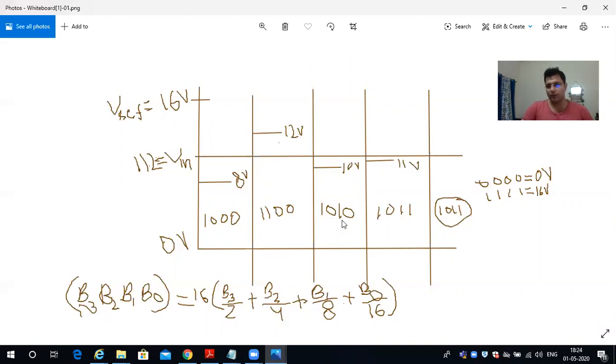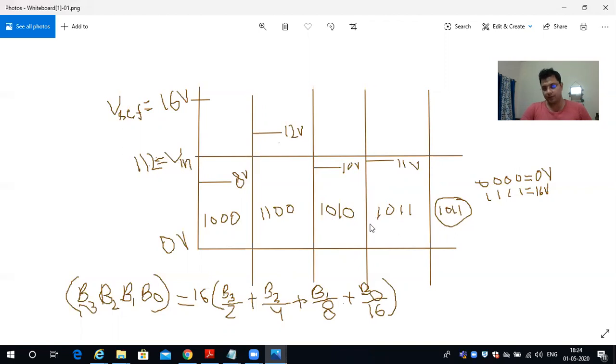So the next one will be 1. So the next approximation will be, we will keep this value. And this equivalent value using this formula is 10 volt. Now once again we will compare. This is the 10 volt and our voltage in is greater than, so we will hold this value. So this is a nice approximation. This is near to the approximation.